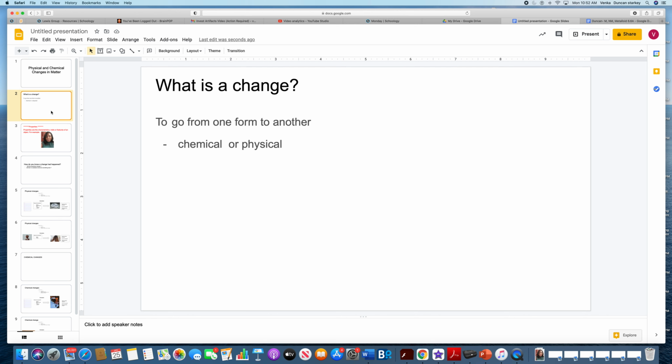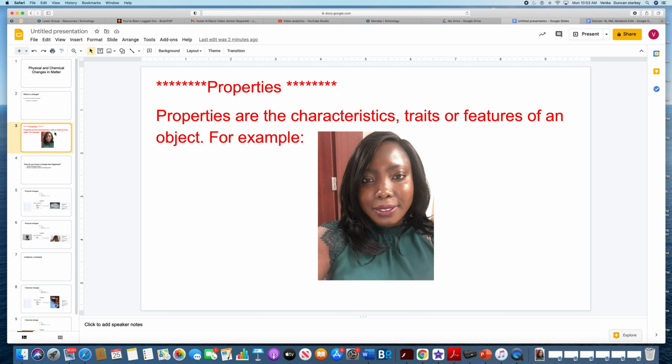Let's start by talking about what a change is. A change is to go from one form to another. That change can be chemical or physical. But to truly understand what a change is, first you have to understand the term properties. Properties are the characteristics, traits, or features of an object.